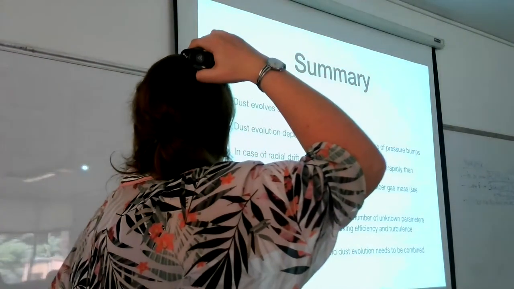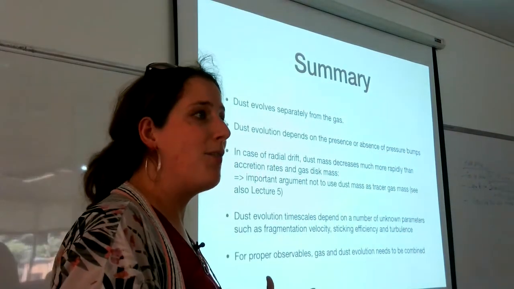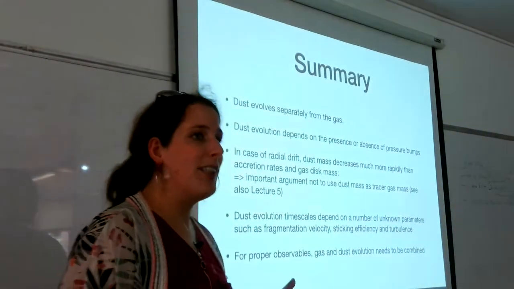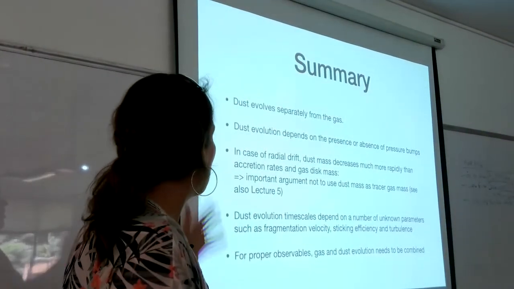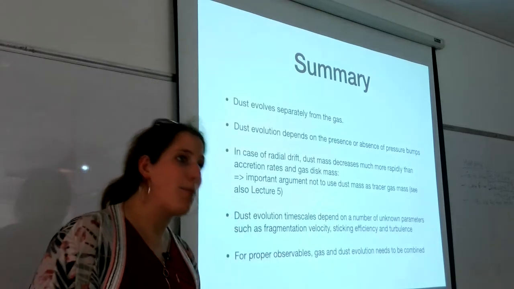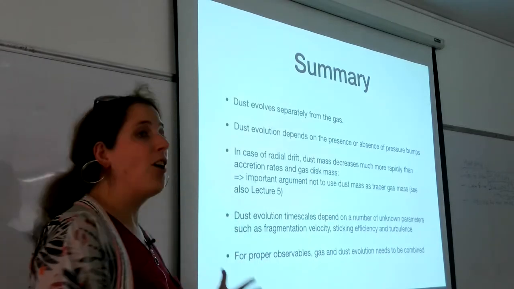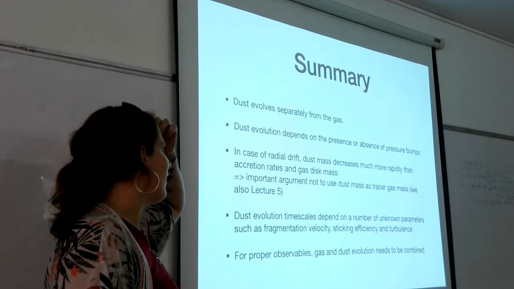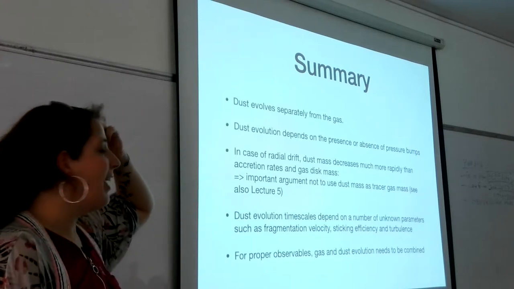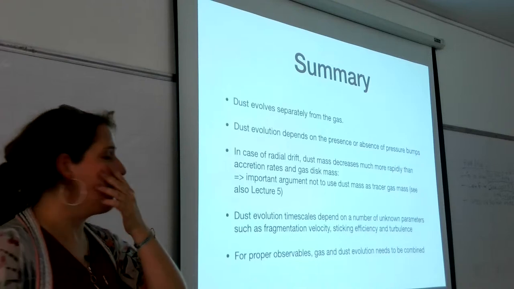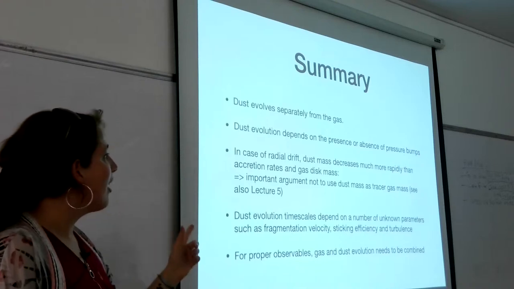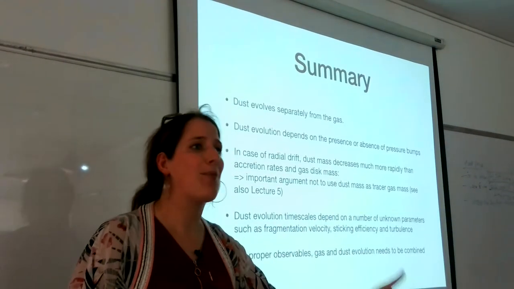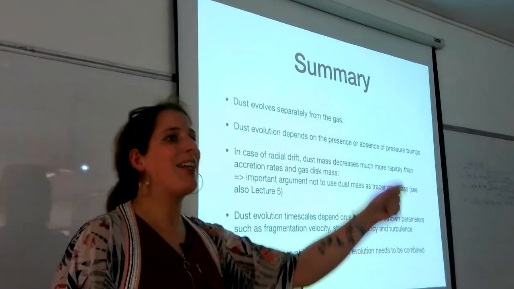To summarize dust evolution, the dust clearly evolves separately from the gas. There are all these additional dust evolution effects that have nothing to do with the gas dissipation. The dust evolution itself depends on the presence or absence of pressure bumps, whatever is causing those pressure bumps. In case there are no pressure bumps, in case of radial drift, the dust mass decreases much more rapidly than the accretion rates and the gas mass rates. So this kind of answers the question. And it's an important argument to never use a dust mass to measure the gas mass, to just multiply by a factor, because we don't know if the dust mass is affected by the radial drift.